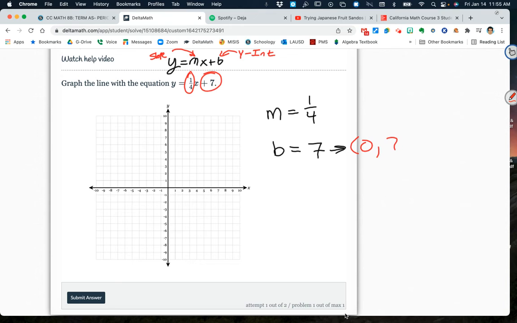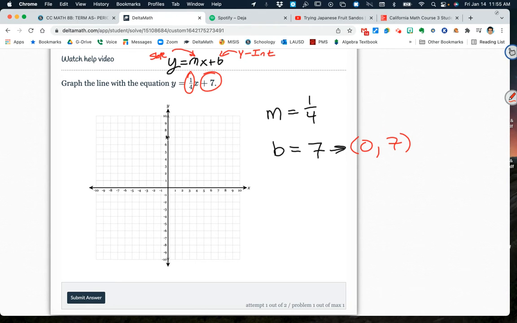It's the y-intercept, 0, 7. So the first thing we want to do is take that 7, find 0, 7 on the y-axis. So look for 0, 7, and let's put a point there at 0, 7.